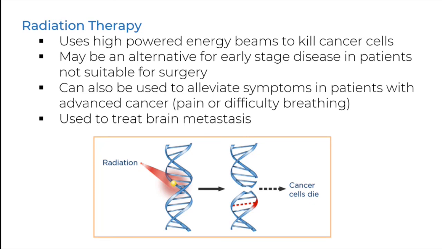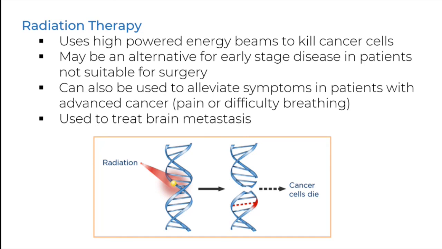Or if there's a very large tumor that's compressing the airways and there's difficulty breathing, radiation sometimes can be utilized in conjunction with other therapies to try and shrink the tumor and open up the airways and allow for better breathing. And this is called palliative radiation. It's different from what's called definitive radiation, where you use that as an alternative for surgery in early stage disease.